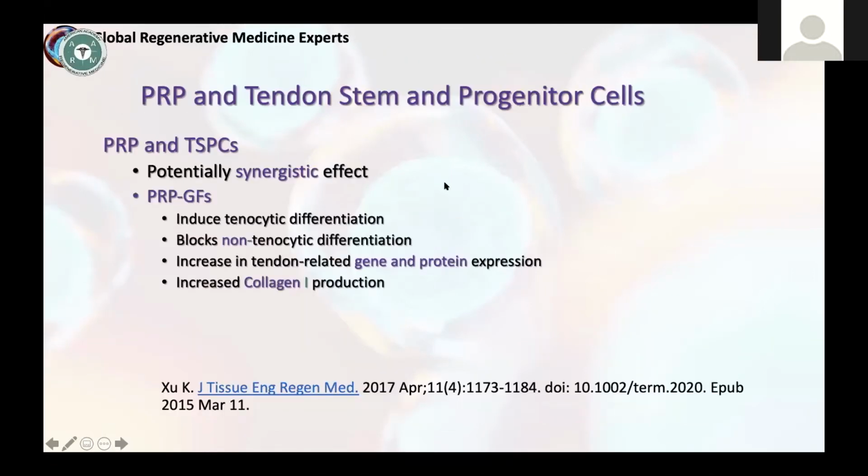Let us discuss how PRP is helping in tendon disorder. Actually, it has been shown that PRP has a synergistic effect with the tendon stem cell or progenitor cell. So PRP, we know that they have growth factors, and in the previous slide we have seen those growth factors, they help in tendon healing. PRP also helps in differentiation of the tenocyte towards the tenocyte, not towards the non-tenocyte. They also help in gene expression and they also help in increased production of collagen 1.